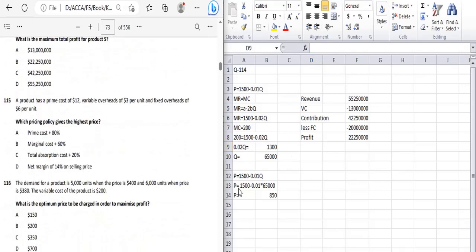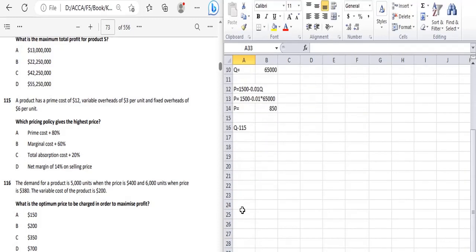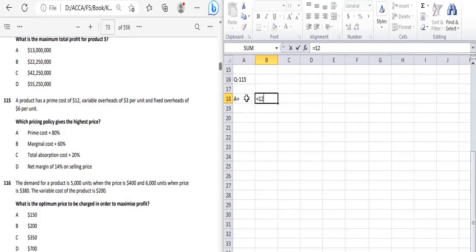Okay, moving ahead. Question number 115. What the question requires is: which pricing policy gives the highest price? So first of all, option A. The prime cost is given in the question as 12, and the company policy is to charge an 80% margin or 80% markup. I think this will be markup because it is charging on the cost. So we will multiply it, so the price according to option A is 21.6.